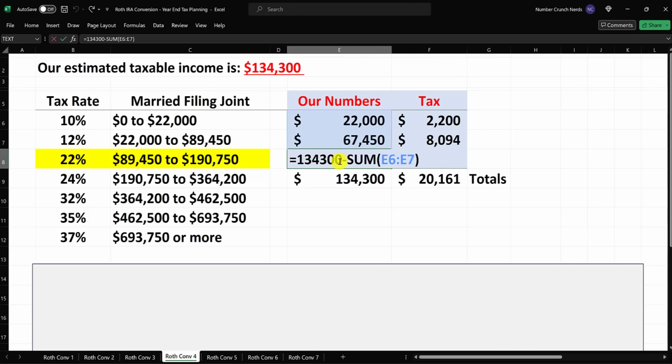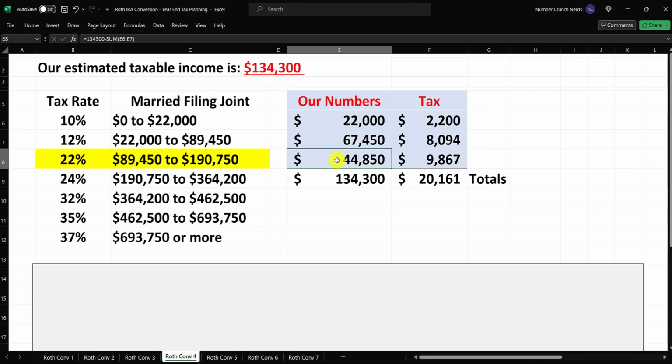Now, the next amount. You might say, wait a minute, in the last example, I took the top of the bracket. That's true, but we only have $134,300. So you're going to take whatever your actual number is. If your number does not exceed the top of this bracket, then you're not going to take the number at the top of the bracket. You're going to take your actual number. So $134,300 minus $67,450 minus $22,000 is going to leave $44,850. And when you add these three numbers up, that gets you to $134,300.